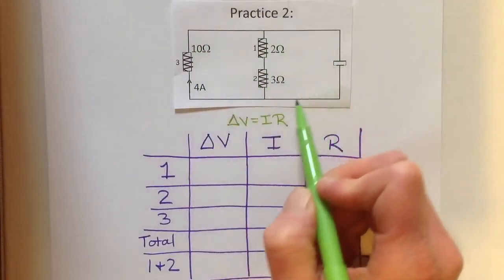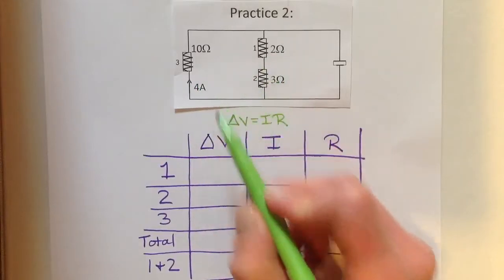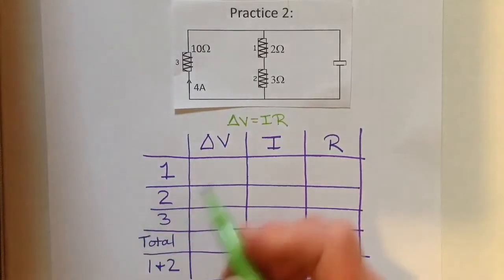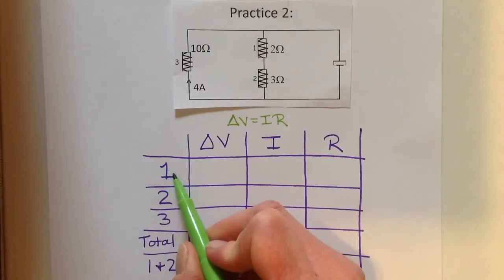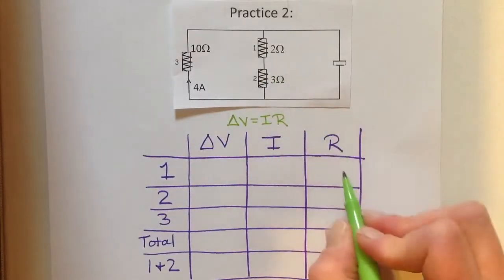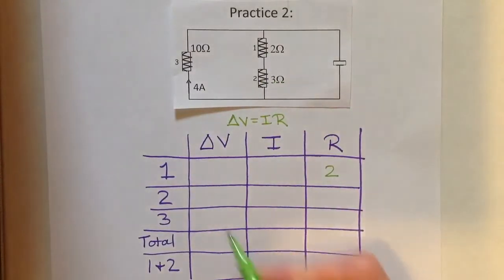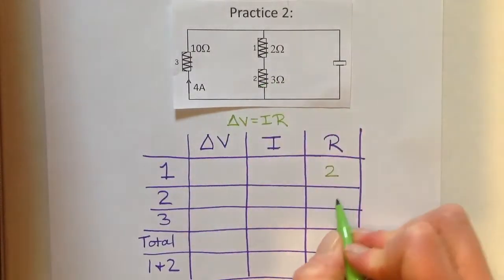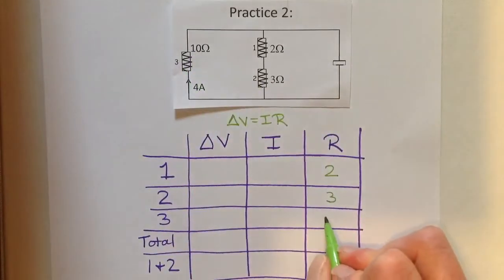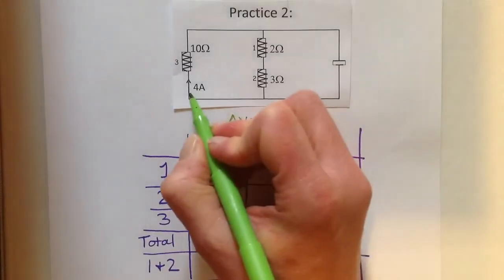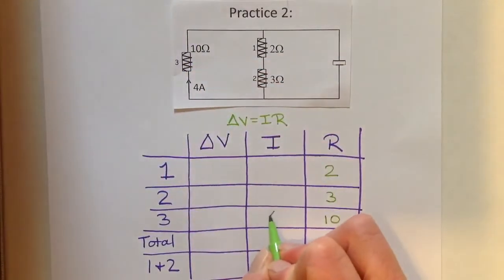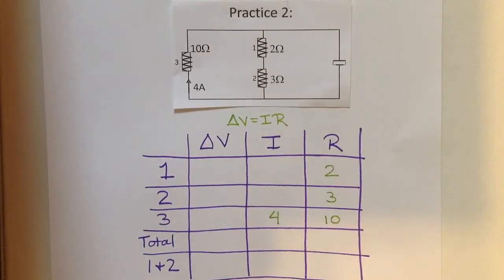If we start looking at the circuit that we have here, we have 3 resistors, and so I've written 1, 2, and 3, and I've numbered our resistors. We can start off by filling in what we know. Resistor 1 has a resistance of 2 ohms, so I'm going to fill in a 2 right here. Resistor 2 has a resistance of 3 ohms. Resistor 3 has a resistance of 10 ohms, and we know that the current flowing through that branch of our circuit is 4 amps, so I can put a 4 here in our current column.